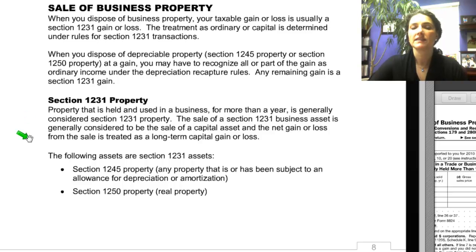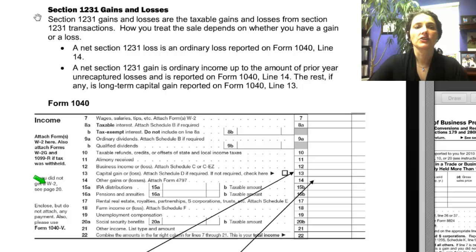The following assets are Section 1231 assets. Section 1245 property, which includes any property that is or has been subject to an allowance for depreciation or amortization, and Section 1250 property, which is real property or real estate. Section 1231 gains or losses are the taxable gains and losses from Section 1231 transactions. How you treat the sale depends on whether you have a gain or a loss.